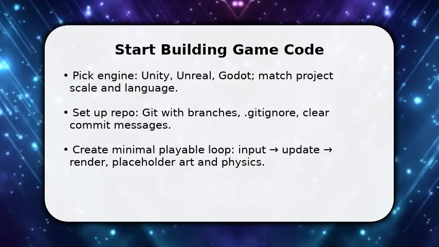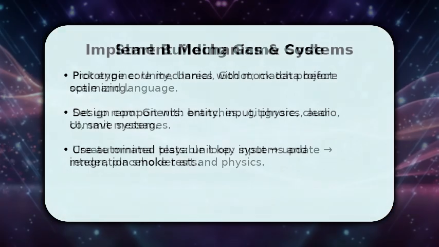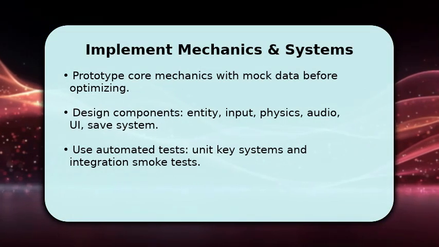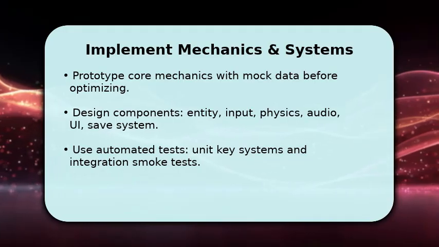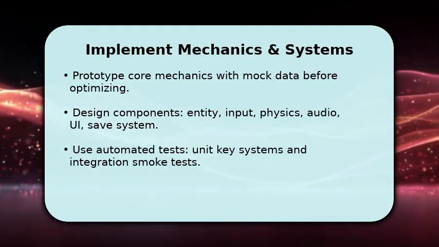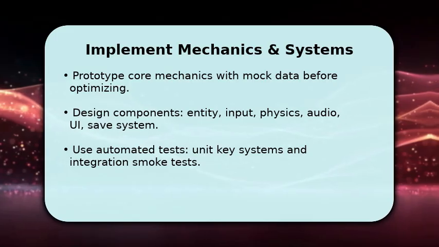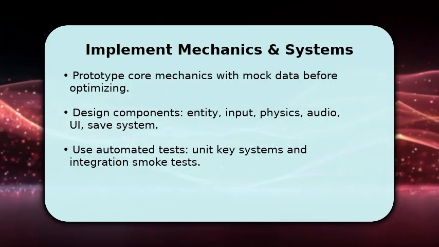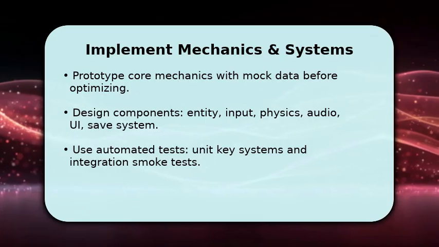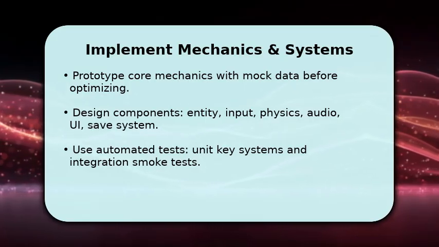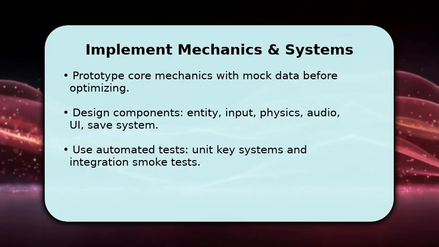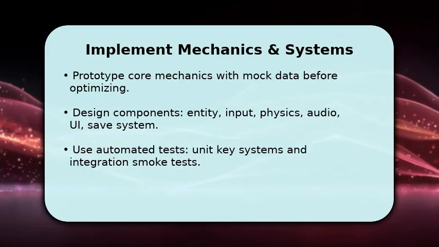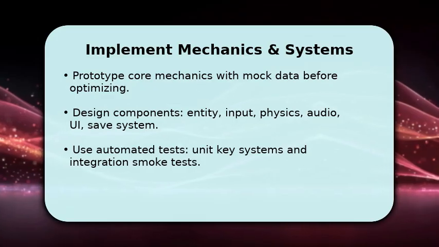You now expand the playable loop into robust mechanics. Prototype core features with mock data to validate design quickly before spending time on optimization. Once behavior is stable, implement component-based systems: entities, input mapping, physics, audio, UI, and save/load, so features remain modular and reusable. Use unit tests for deterministic logic and integration smoke tests for gameplay flow.